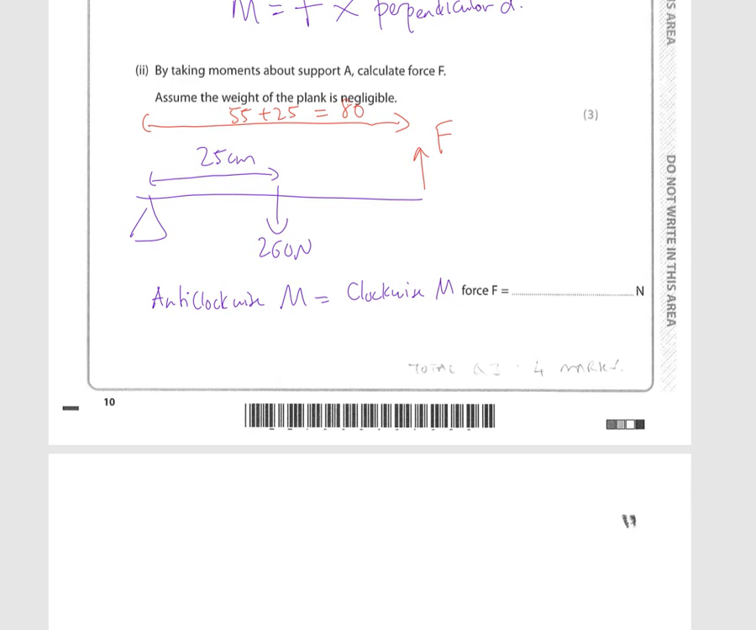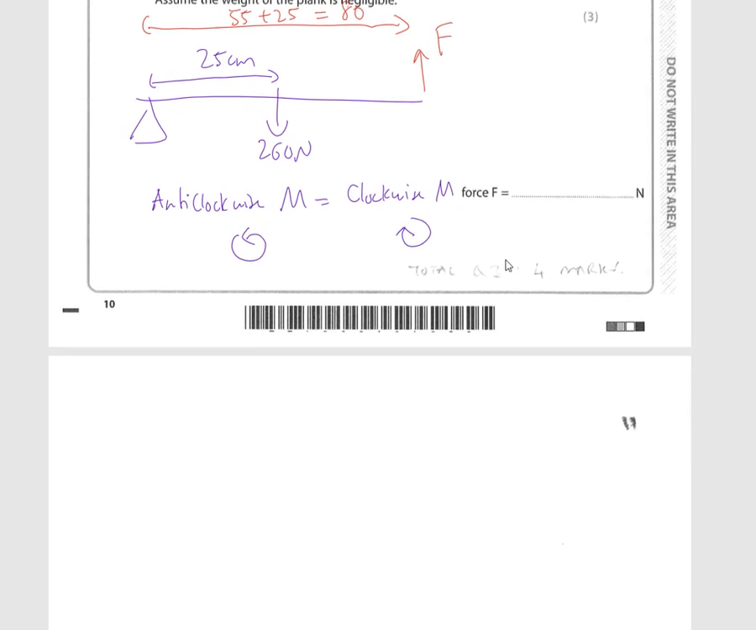So which one is turning this way? Let's take a look. Anti-clockwise is going to be like this. Clockwise is going to be like this. Which one of these forces is turning the other way? So therefore it is F. So F times 80 is equal to, which one's clockwise?